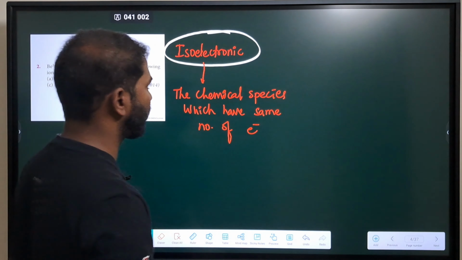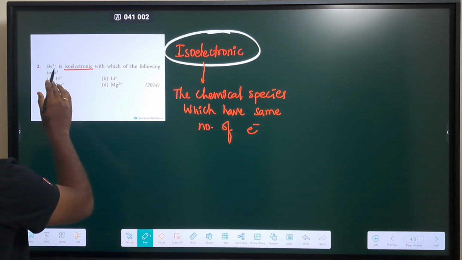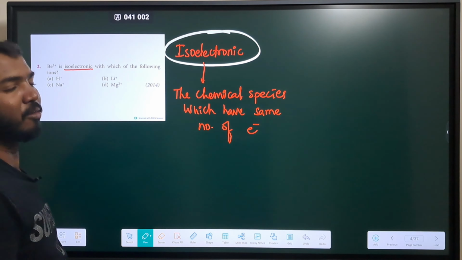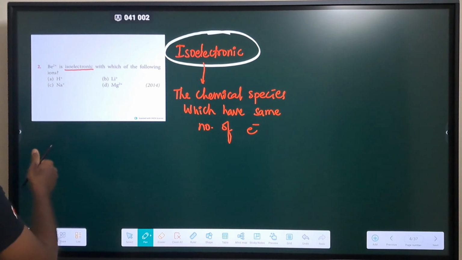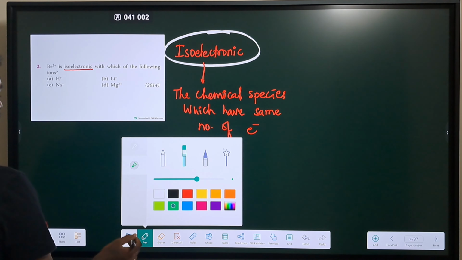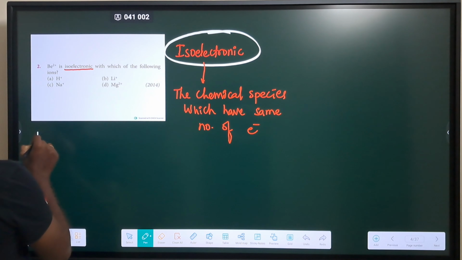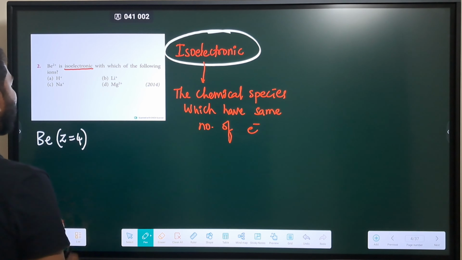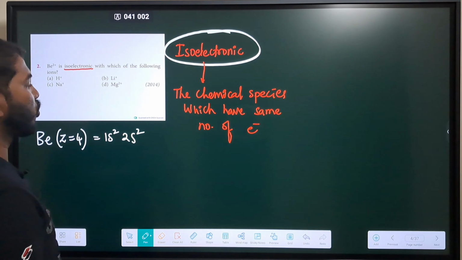Same number of electrons. So they are asking that Be plus 2 में जितना electrons है उतना ही electrons नीचे दिया हुआ 4 options में किसको है? That is the question actually. So first of all, let us try to understand the Be plus 2. बेरिलियम प्लस 2 को डिफाइन करने से पहले हम बेरिलियम का देखेंगे एक बार. So we know that its atomic number is 4, where its electronic configuration is 1s2 2s2.